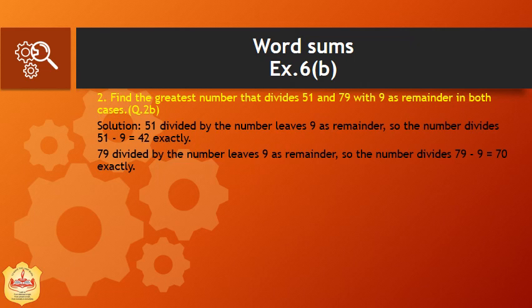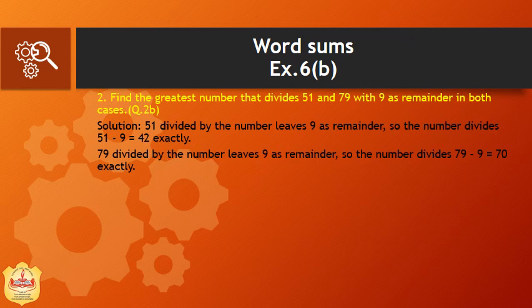So, again I will explain you that when we divide 79 by that greatest number which we are supposed to find out in this question, what remainder do we get? We get 9 as remainder as it is given in the question. So, we will subtract 9 from 79 and then we will get 70. And 70 will be divided exactly or fully with that greatest number, isn't it?